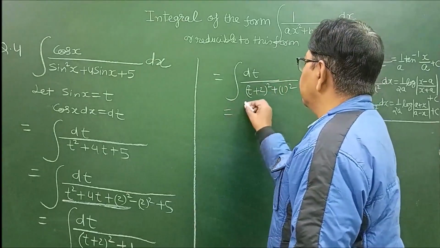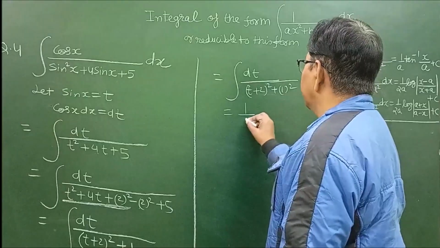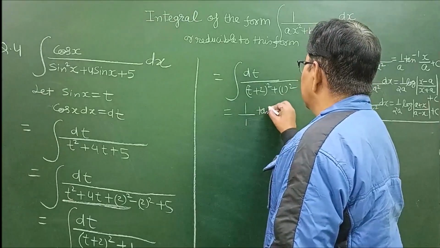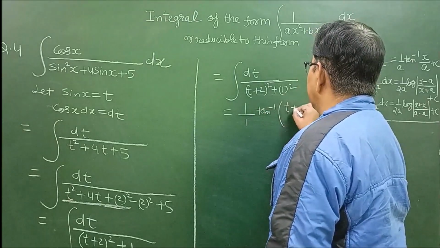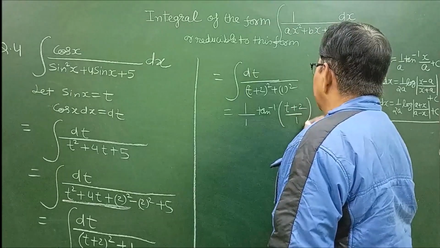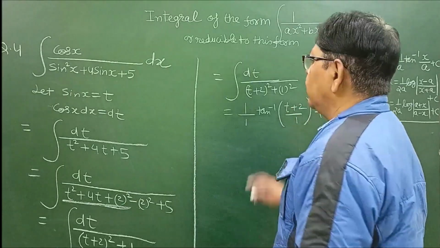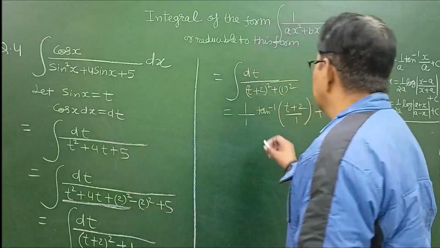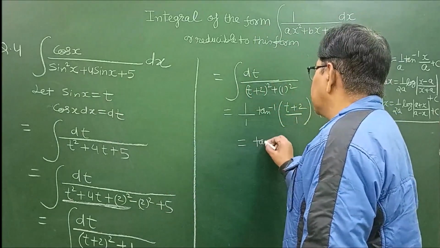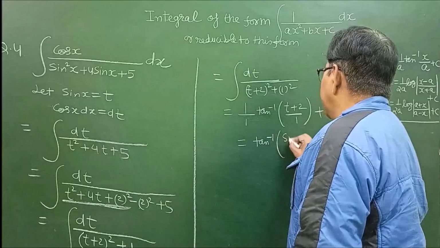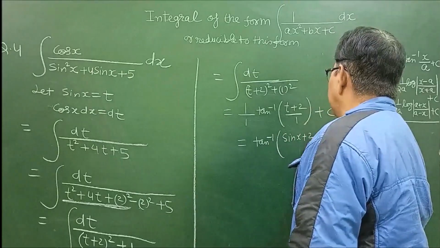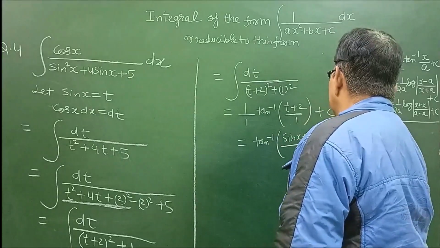And this is equal to 1 upon a, the value of a is 1 here, tan inverse x upon a, that is (t plus 2) upon 1. Now plus c, the value of t is equal to sin x. So the final answer is tan inverse of (sin x plus 2) upon 1, plus c.